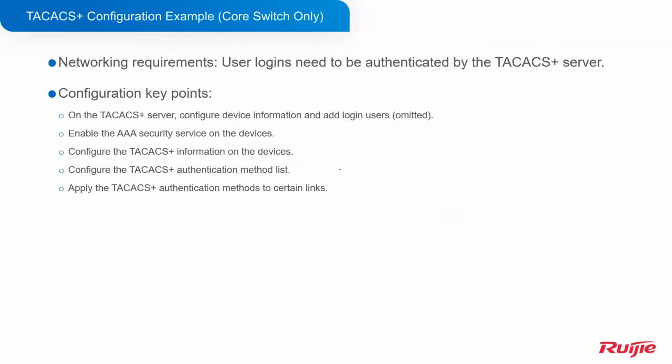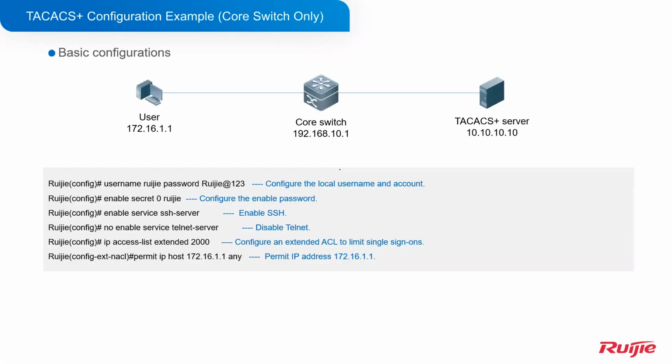User logins need to be authenticated by the Tacacs+ server, and the key points are listed here. On the Tacacs+ server, configure device information and add login users. Enable the AAA secure service on the device. Configure Tacacs+ information on the device, and configure the Tacacs+ authentication method list. Apply the Tacacs+ authentication method to certain lines. After knowing these key points, next let's see the commands.